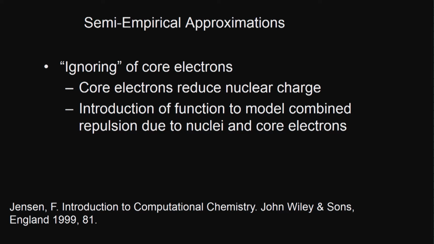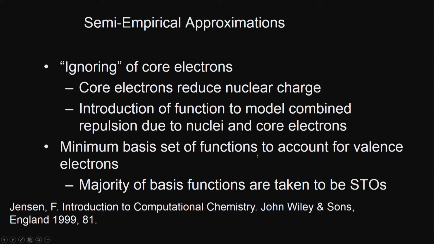What the semi empirical method does is it ignores core electrons. It takes only valence electrons, reduces the nuclear charge, and introduces a function to model the combined repulsion due to the nucleus and core electrons. So, you have a function which takes care of that rather than using integrals. This is taken from this reference. A minimum basis set of functions is used to account for valence electrons. We have a basis set, we defined what is the minimum basis set. So, we take that to model the valence electrons, that is, electrons in the outermost orbit.